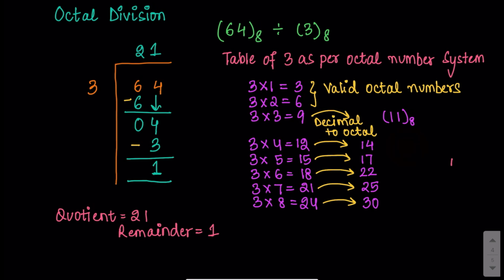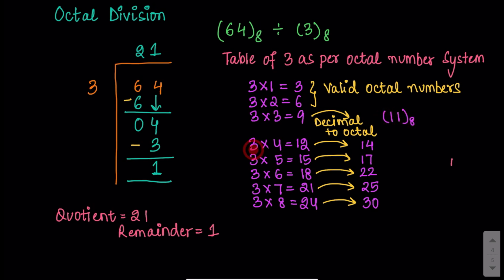So I start from here. 3 into 1 is 3. This is a valid octal number. 3 into 2 is 6. Again valid. 3 into 3 is 9. This is not a valid octal number because octal digits exist only from 0 to 7. So I'll convert it from decimal to octal by dividing it by the base, that is 8, and I know the result would be 1, 1.